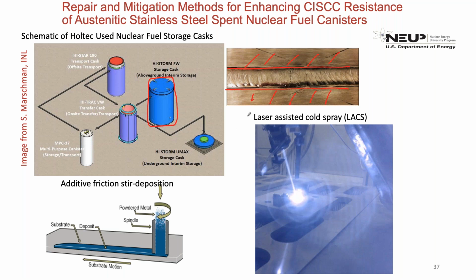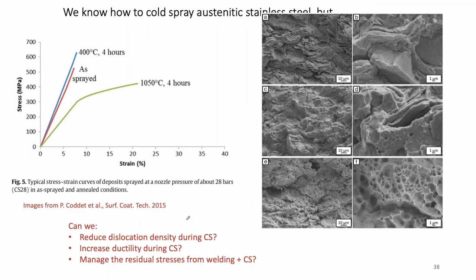And so one of the things that we've looked at, and we're going to talk about laser assisted cold spray today, and we won't talk about additive friction stir deposition, although my colleagues and I have been working on that here as well. But let's talk about what laser assisted cold spray might do for us. First of all, let me acknowledge that we already know how to cold spray austenitic stainless steel. That's a known thing. There's a couple dozen papers in the literature that talk about that.